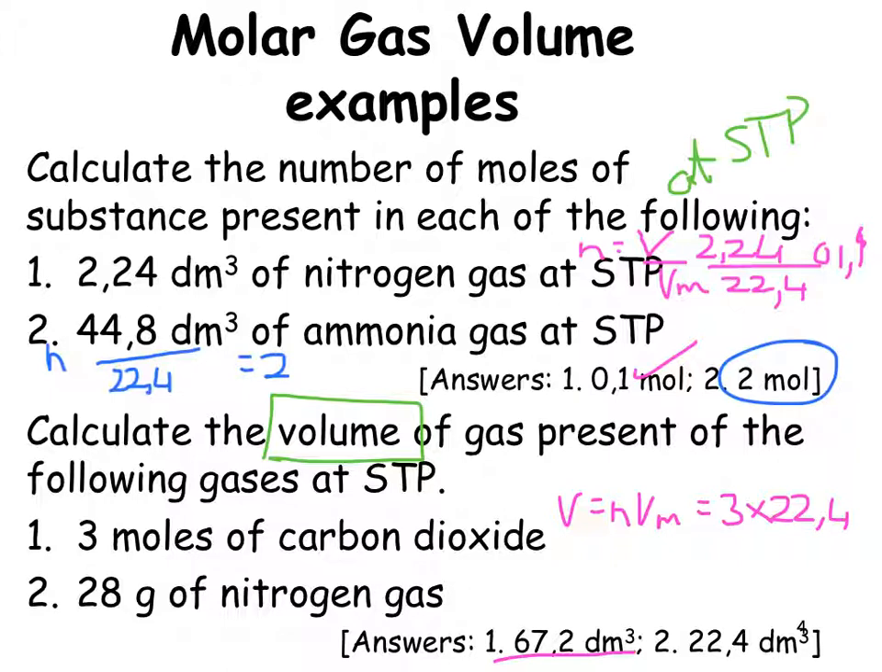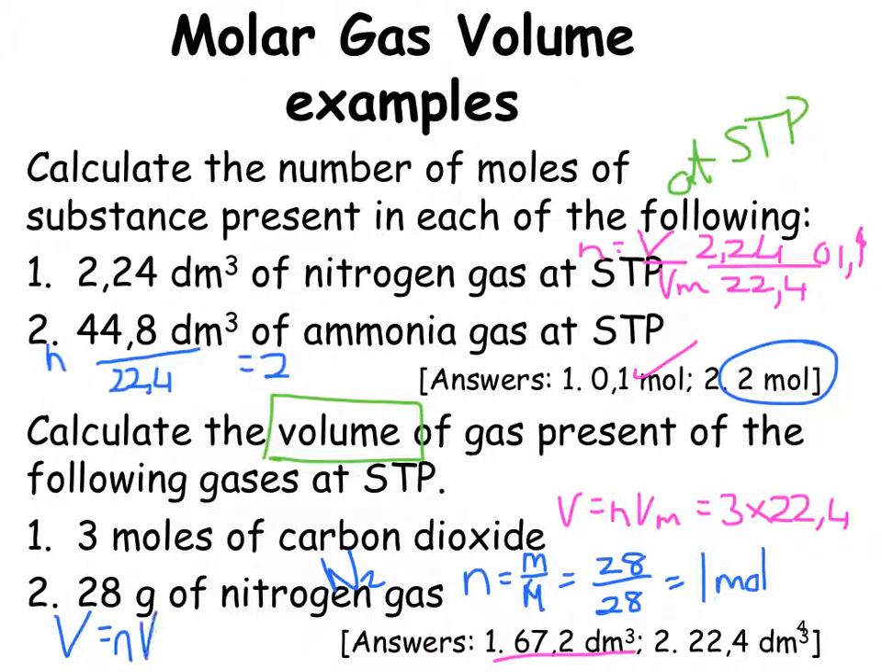In this case, where you're given 28 grams of nitrogen, you're not given the number of moles, but it's easy to calculate the number of moles. Number of moles is equal to mass over molar mass. Nitrogen is N2, so it's going to be 14 plus 14, and you land up with 28, and so that's just 1 mole. Now, if I substitute that into volume is equal to number of moles times molar volume, I get 1 times 22,4, and I get 22,4 decimeters cubed.